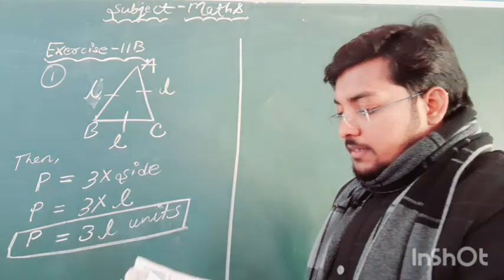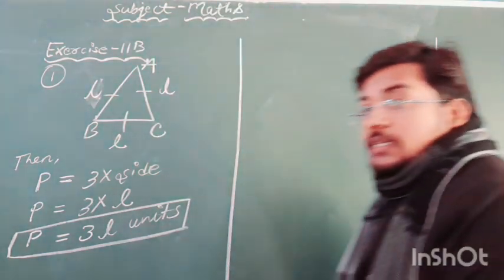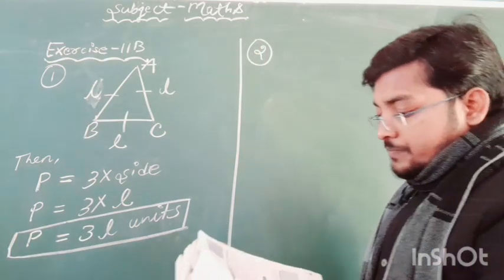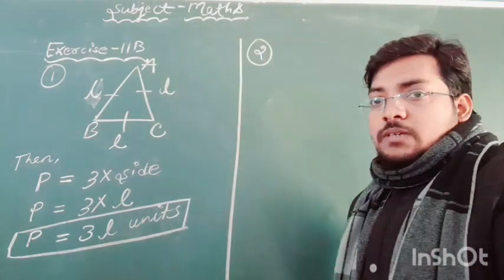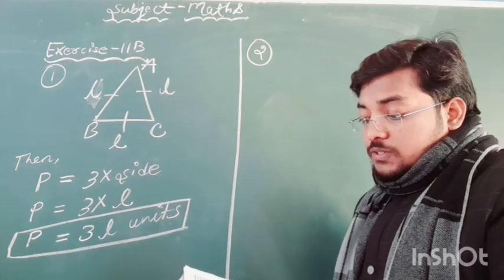In this exercise, question number 2 is the side of a rhombus is denoted by L. Express the perimeter of the rhombus using L.